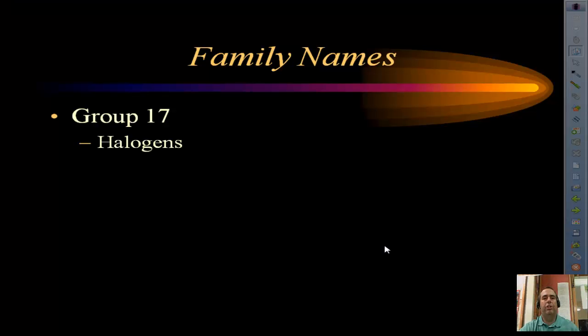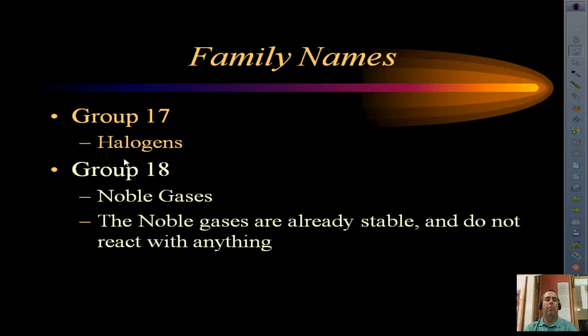Some family names associated with your nonmetals: group number 17, which is fluorine, chlorine, bromine, and iodine, is known as the halogens. If you think of halogenated light bulbs, these are some of the elements that you find in those light bulbs. Group number 18, we've talked about them a little bit already. These are the ones that are stable. These are the ones that have your 8 valence electrons. The noble gases are already stable and do not want to react with anything.